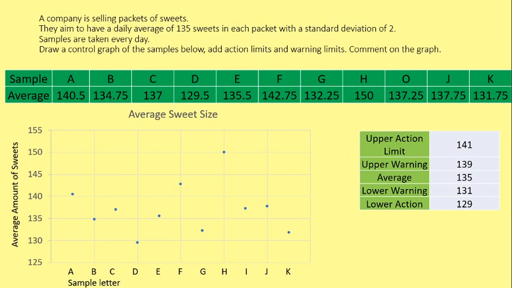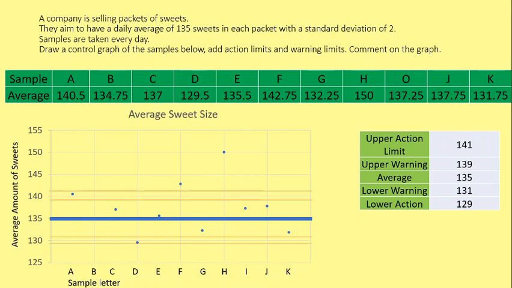I've worked out my limits, and because my standard deviation is 2, my first warning has got to be 2 standard deviations above and below, so 4 above and 4 below, and my action limit has got to be 6 above and 6 below. Pull the lines in, and then you can see the first day there's a warning. B is actually on the line, I should have used a different colour. That's fine. D, there's another warning. Then it came back to normal.